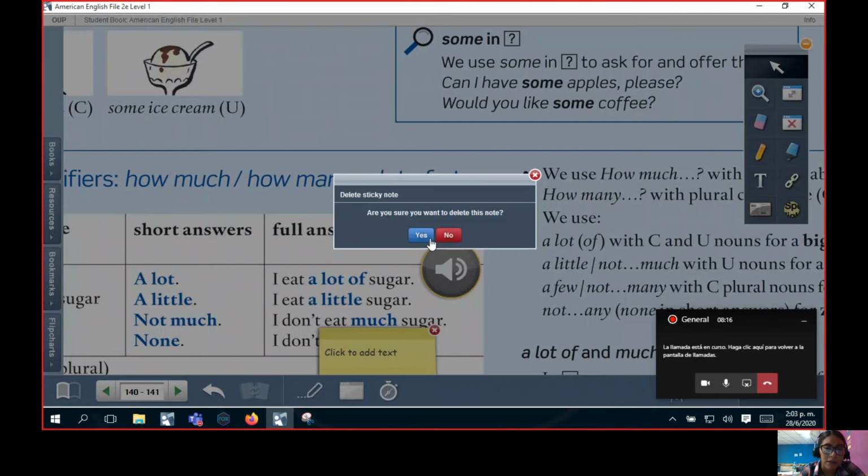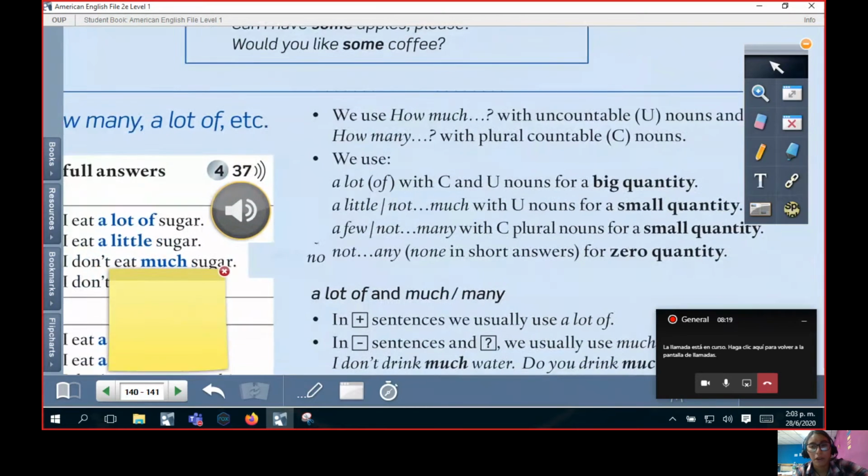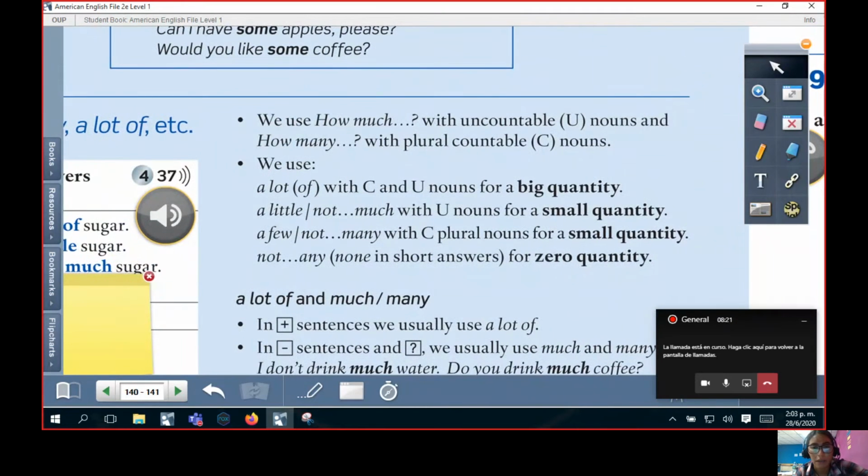This is the same pattern that we have here. You can watch the video pretty well because these are the explanatory rules, how and when we use how much with uncountable nouns, and you have to keep that in mind. And also when we ask for prices, remember that how much is also for prices, and how many with plural countable nouns. A lot of with countables and uncountable nouns for a big quantity.